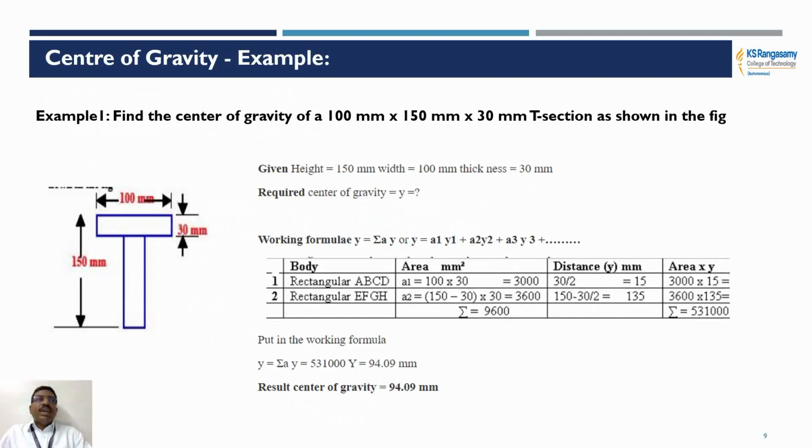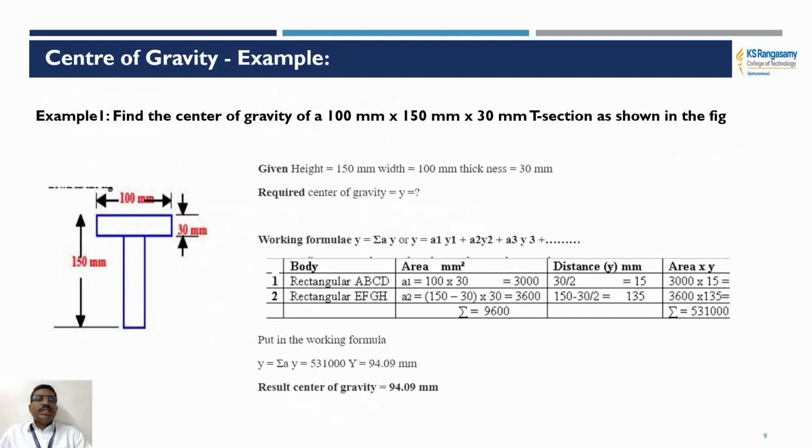We give a1, a2, a3 and x1, x2, x3 when there are more bodies. A1 is the area of the first body, A2 the area of the second body, A3 the area of the third body. Considering the T section, we have only 2 bodies, that is the web portion as well as the top flange portion. So A1 and A2 will be there. Similarly x1 and x2, y1 and y2 will be there.